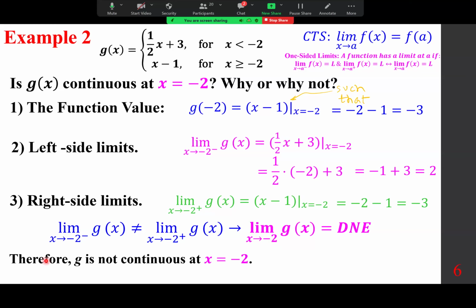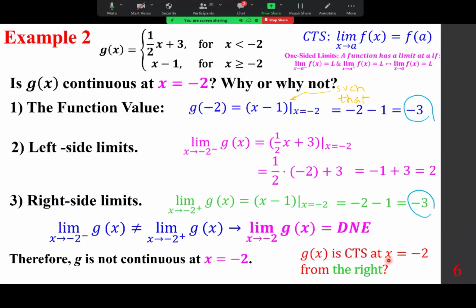Something interesting. Notice this number, which represents the functional value, is equal to this number, which is the limit from the right. They are identical. So therefore, g of x is continuous at x equals -2 from the right. We say the function is continuous because of the right side limit. g of x is continuous at x equals -2 from the right. So the answer is yes. Why? These two numbers are identical.